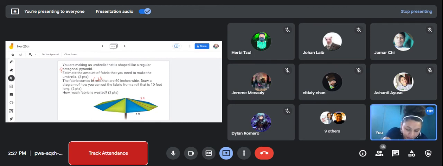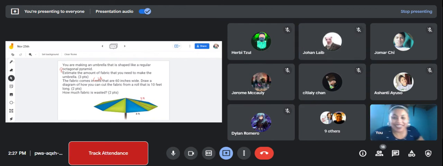Then it says the fabric comes in rolls that are 60 inches wide. Draw a diagram of how you can cut the fabric from a roll that is 10 feet long. How much fabric is wasted? So basically, only the first question asks about surface area. The other questions are more real life related questions. Yes, everybody understands that?